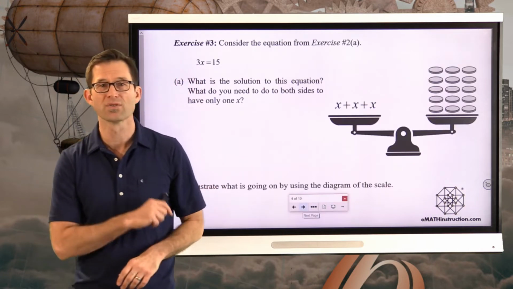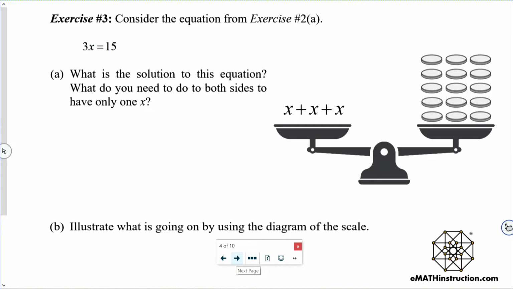Here we go. Exercise number 3. Consider the equation from exercise 2a, i.e. 3x equals 15. What is the solution to this equation? What do you need to do to both sides to have only one x?